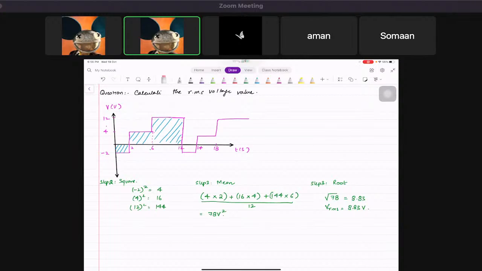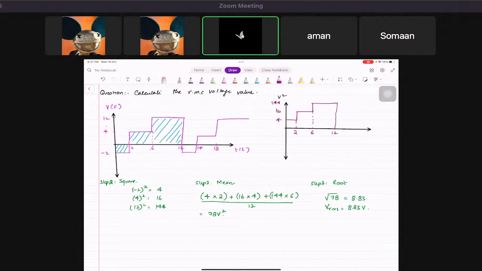Now, even if you get confused and think, oh no, I can't do this, what you can do is just make the v square graph. If you make the v square graph, just find the area under the graph, and that would also give you the area under the graph divided by the total time. So it will be 4, and then 16, and then 144. Can you show the method with the graph? Yeah. Check this out. 4 into 2, 16 into 4, and 144 into 6, and divide by the total time 12. You get the same thing, right?